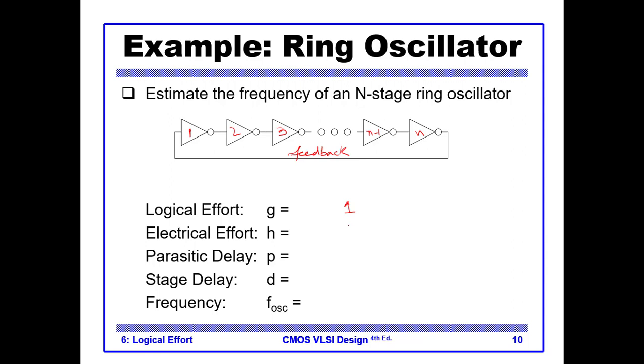What is the electrical effort or the fan out? The fan out of each one is 1. What is the parasitic delay? It is 1. And then what is the stage delay or effort delay? It is G into H plus 1. Okay, so you see it is 1, 1, 1 and 2. And so the stage delay is basically 2.